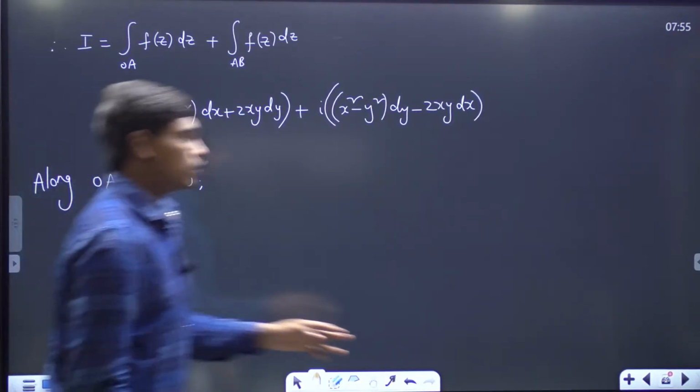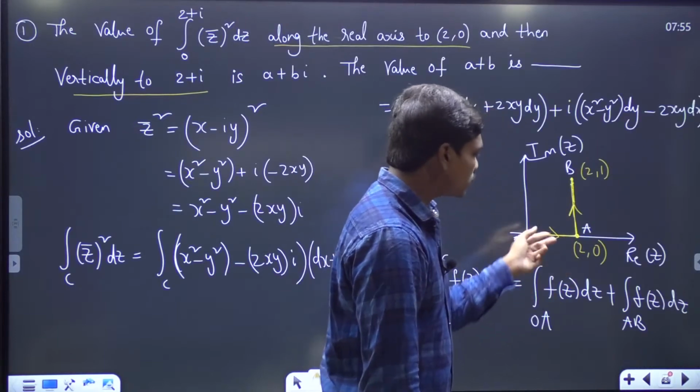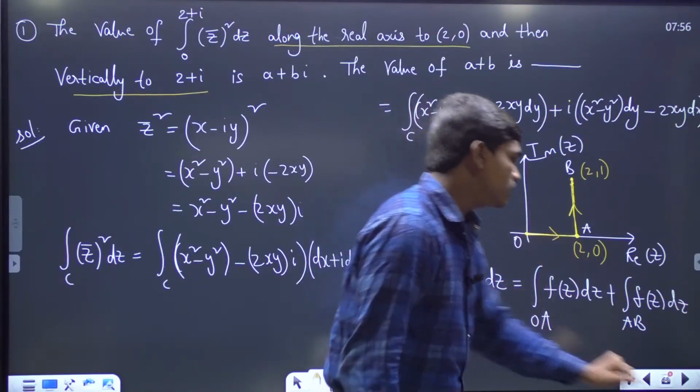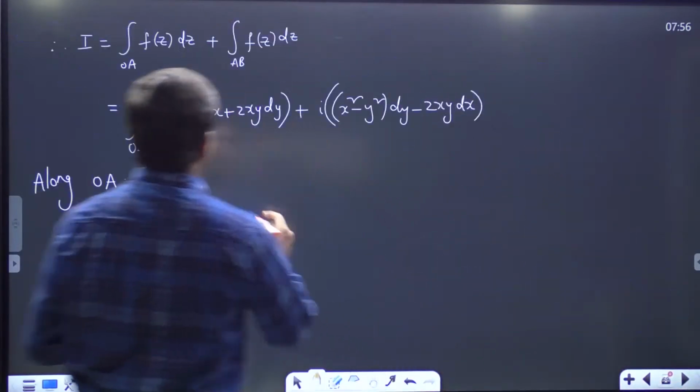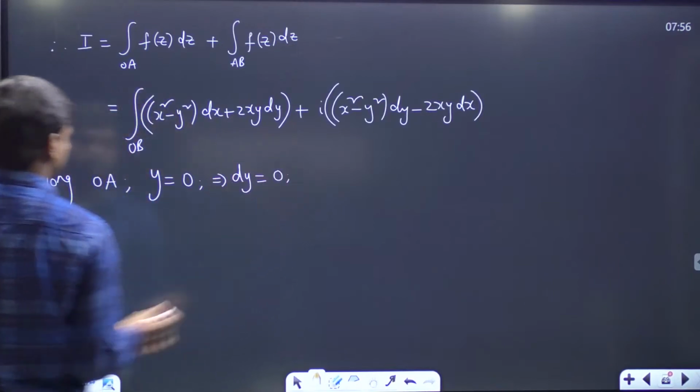Because the path O to A is along the x-axis. And if you are moving along the x-axis, the y coordinate of any point in the Argand plane which is on the x-axis is 0. So along OA, you have y is equal to 0. So this implies dy is equal to 0.